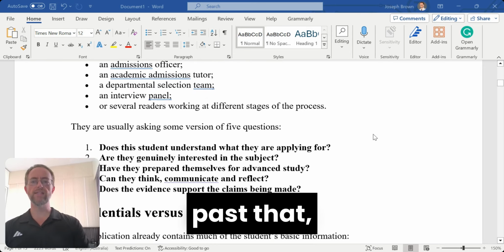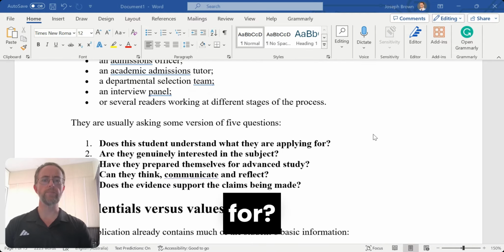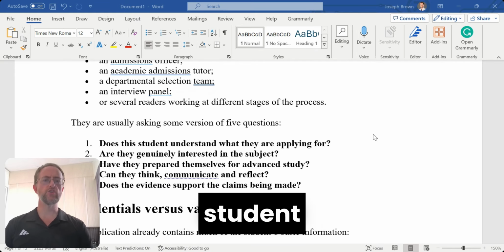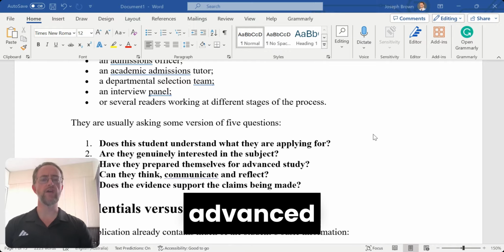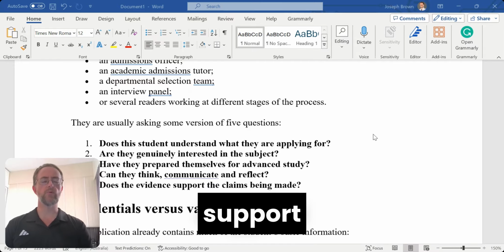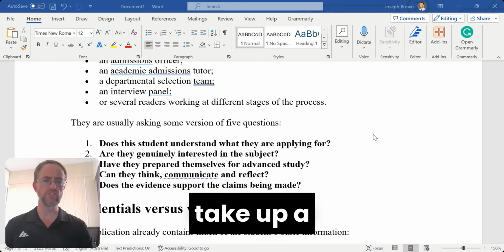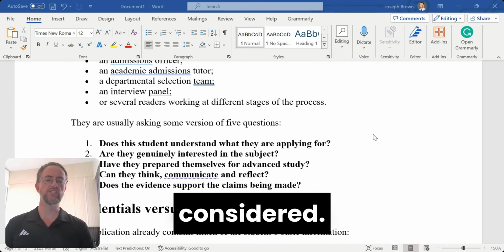But once we've got past that, what are these people who are going to be reading your letter looking for? And they're generally looking for some version of these questions. Does this student understand what they're applying for? Are you capable of what you are looking to do? Are they genuinely interested in the subject? Have they prepared themselves for advanced study? Can they think, communicate, and reflect? Does the evidence support the claim being made? Your claim is that you're a superstar ready to take up a position and make the university a better place. Then you need to have these things considered.